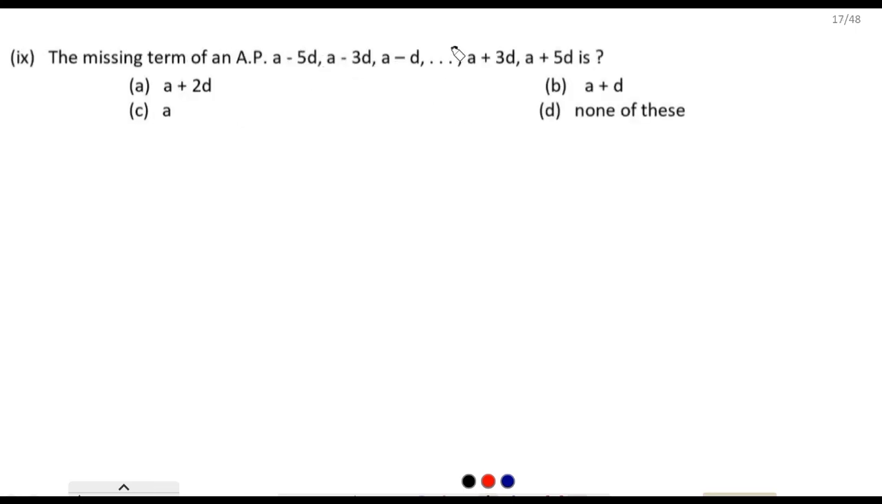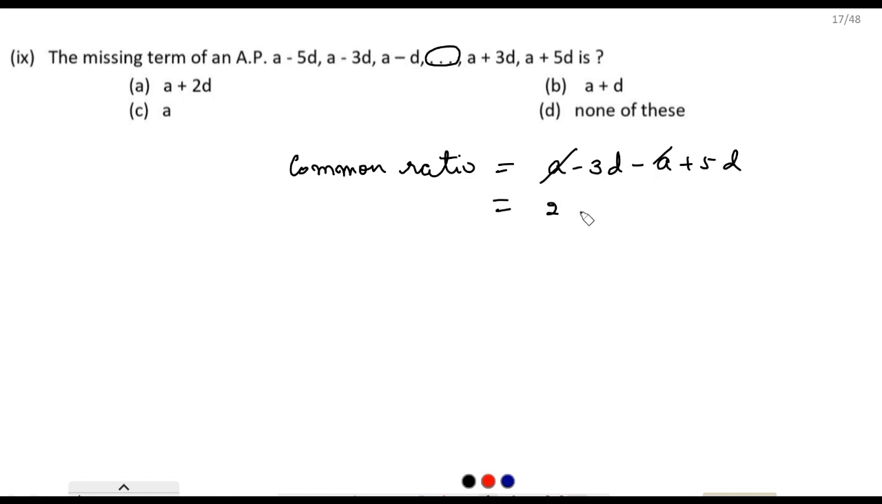Term of AP, this term. First of all, we are finding second term minus first term, that is 2D. Now next to this term will be previous term plus common difference, that is A plus D.